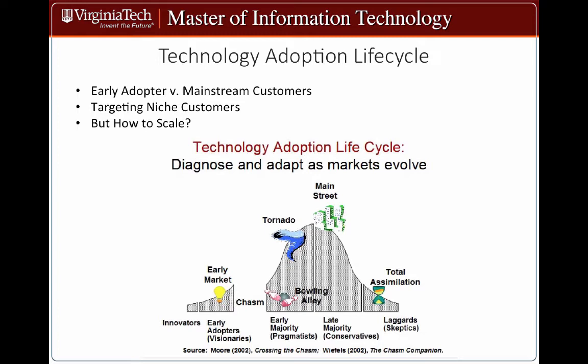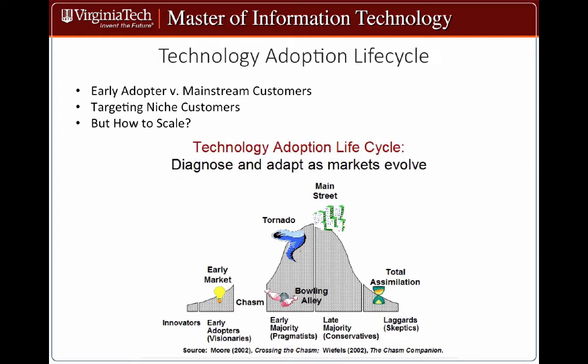And so, anytime there's a discontinuous change, right? So something is a new paradigm that emerges, then Moore's logic around this technology adoption lifecycle seems to really drive some of the changes or the processes that unfold. And so the critical challenge, as the reading highlights, is this gap between early adopter and mainstream customers.